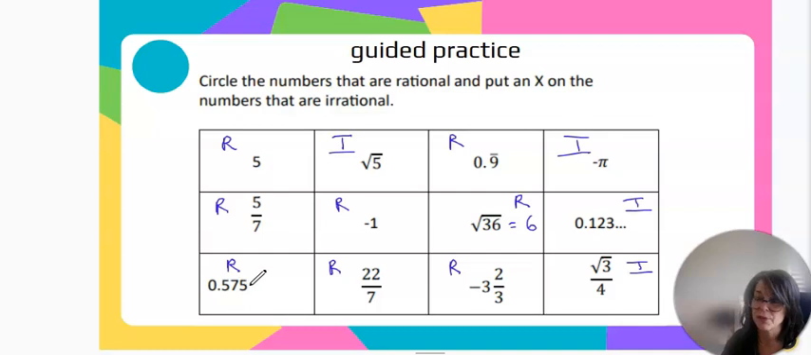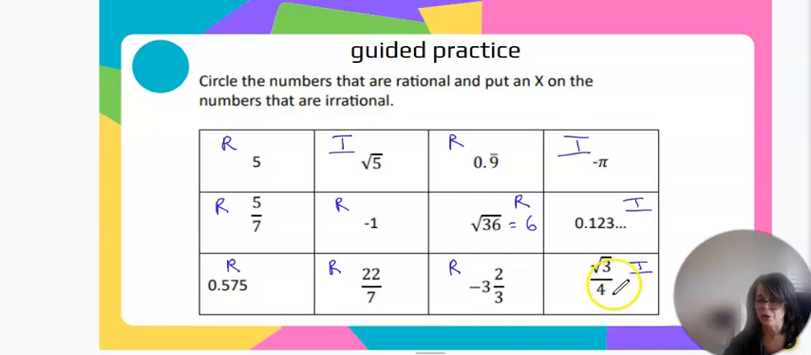575 thousandths could be written as a fraction. This is rational as a fraction. This is rational as a fraction. This last one is tricky. It is written as a fraction, but you have to consider the square root of 3. The square root of 3 is an irrational number.